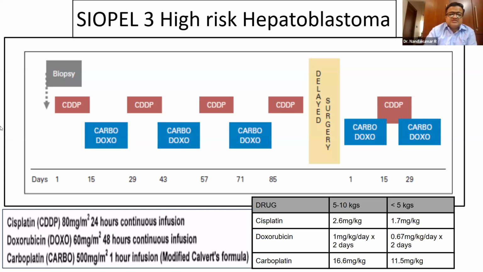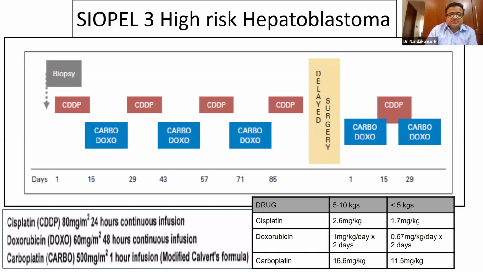So how did they alternate? Cisplatin, carbo-doxo, cisplatin, carbo-doxo, cisplatin, carbo-doxo. So a total of 5 cycles. Actually, each of these is 1 cycle. So if you see here, this is 1 cycle, this is another, and this is another. So your initial point of assessment actually comes after 2 cycles, which is 4 courses of chemotherapy. So each cycle has 2 courses of chemotherapy.